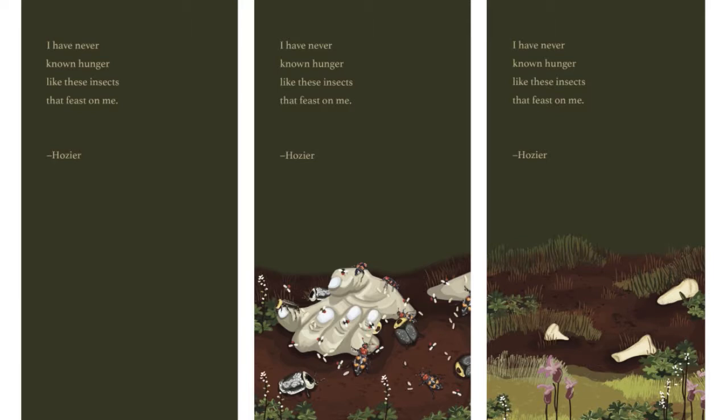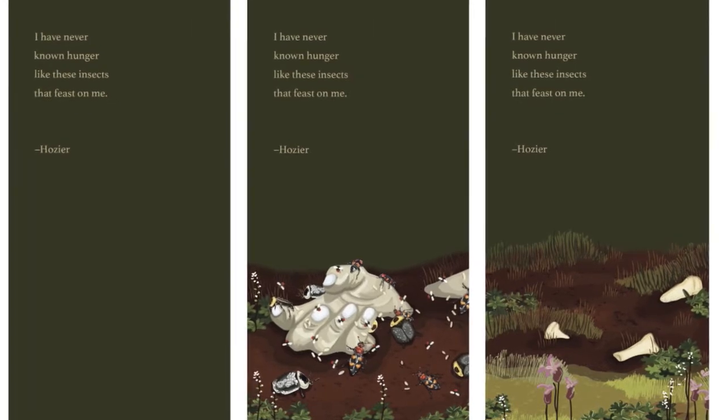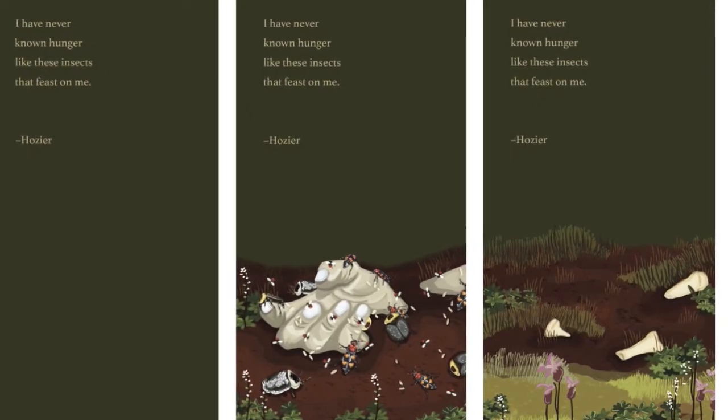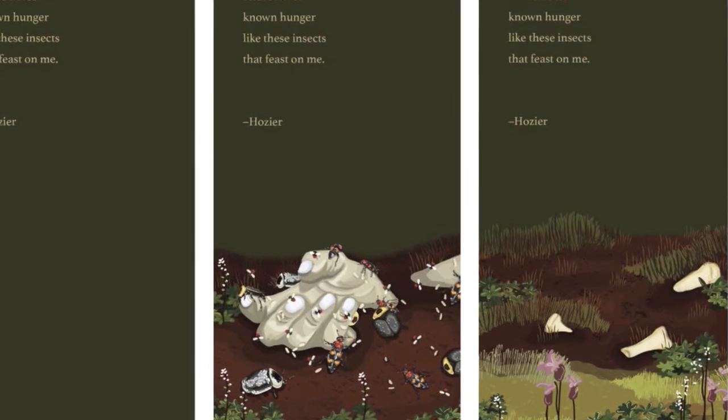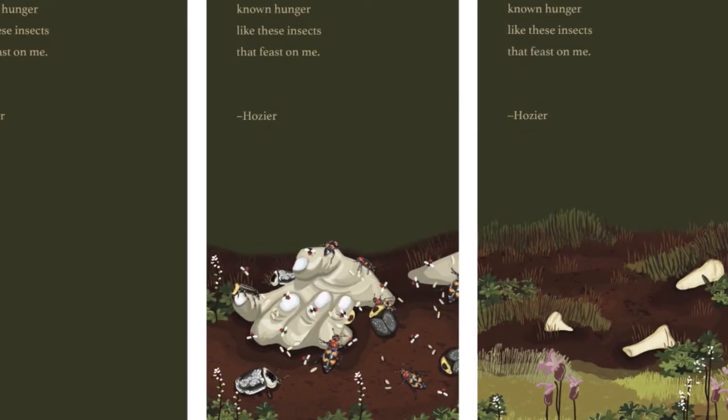For indexical, we see the hand has been replaced by exposed bone and new flora. This hints that what was once there is gone, and the remnants left behind are the only clue that it once existed.